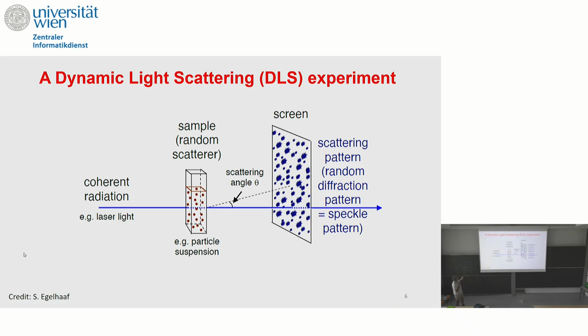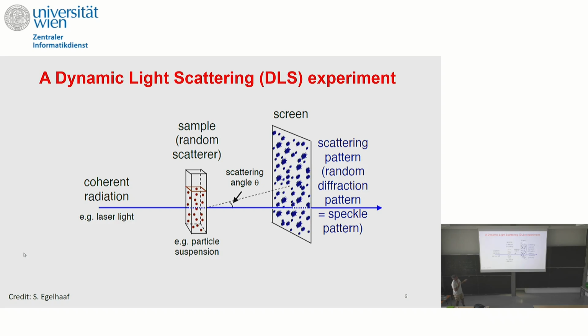But for everybody else, this is what a dynamic light scattering, or DLS, experiment looks like. You send some coherent radiation, for example a laser beam, onto a sample that contains scatterers, and you observe with a detector the intensity pattern generated by the light scattered by your sample. An important parameter is the angle at which you observe your pattern with respect to the incoming beam. This is the scattering angle theta.